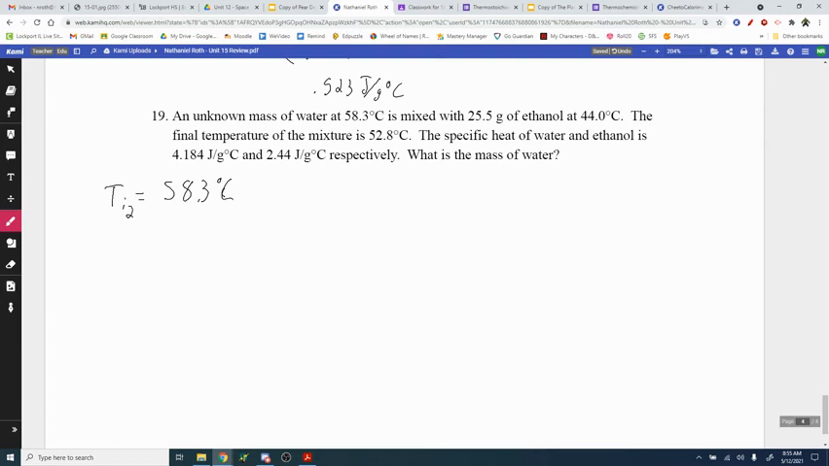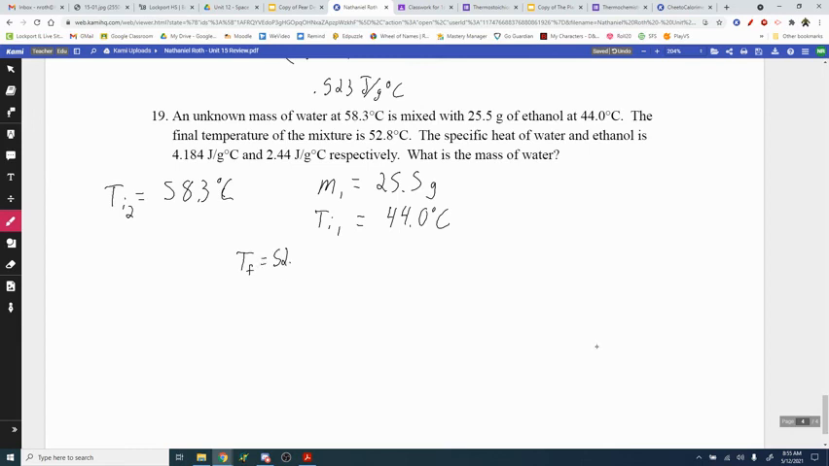Okay, it is mixed with 25.5 grams of ethanol. So 25.5 grams of ethanol is mass 1. So that's 25.5 grams at 44.0 degrees Celsius. So that is Ti of 1. That's 44.0 degrees Celsius. The final temperature of the mixture is 52.8. Okay, so that is our final temperature of both.